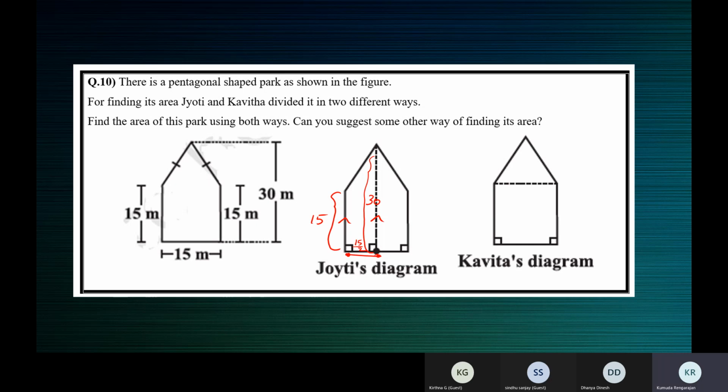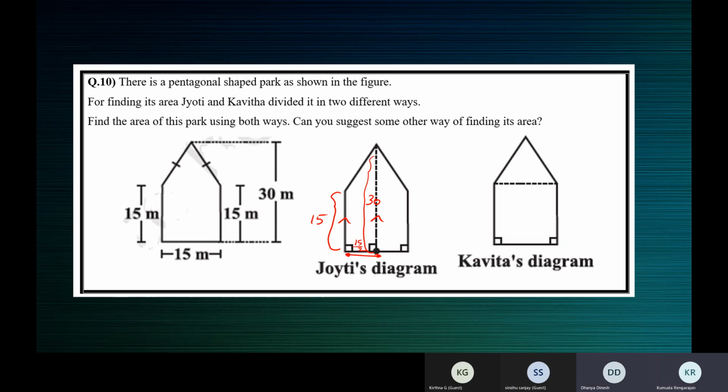Done, children? Kavita's method? What are the two plane figures we see in Kavita's method? One triangle and one square, ma'am. Correct. So what's the side of the square? Ma'am, 15 meters each, ma'am. Side of the square is 15 meters.